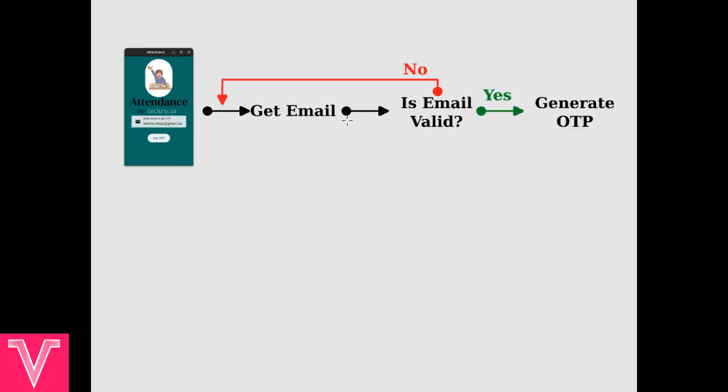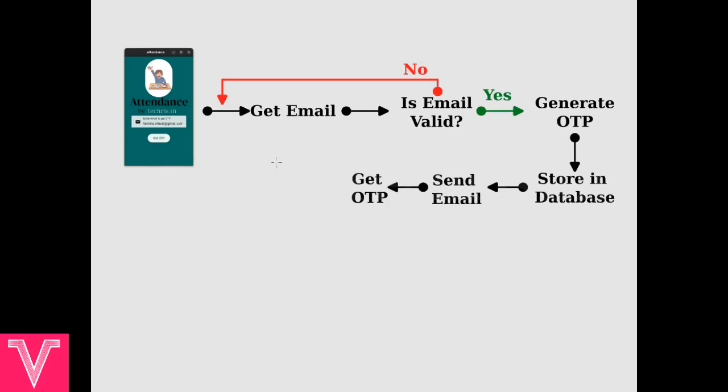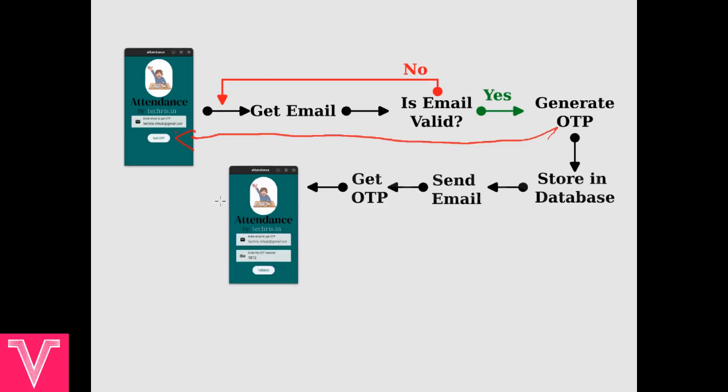If it is valid, we'll generate the OTP by using a random generator function. We will store it in the database. The email will also be sent to the user. He will enter the OTP. Once the OTP is generated, this button will be changed to a different screen where he has an input field to enter the OTP also.